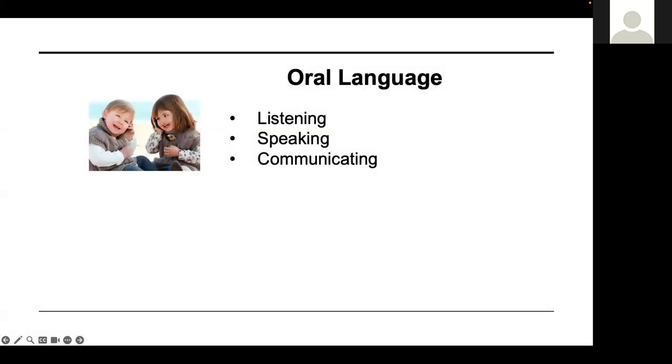When we talk about oral language, it's really the foundation of literacy, of the ability to learn to read. Oral language development is the development of knowledge and skills that allow children to understand, speak, and use words to communicate. It is listening and speaking. Even deeper, it's nonverbal language like facial expressions, gestures, body language.